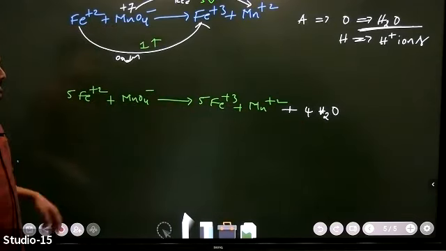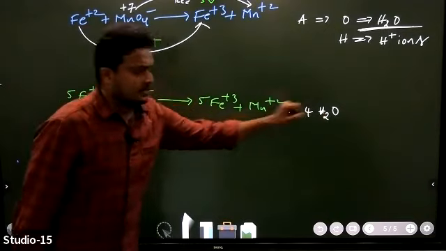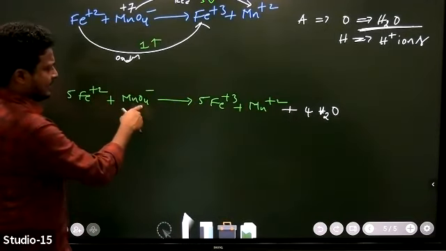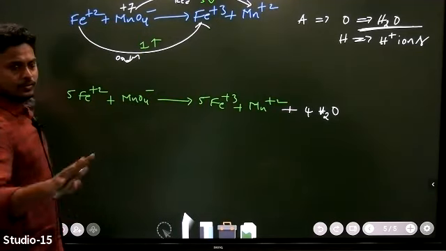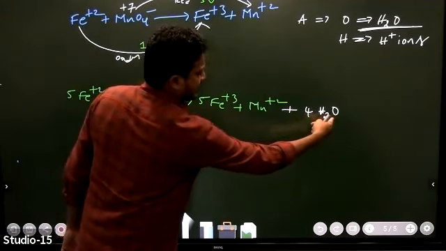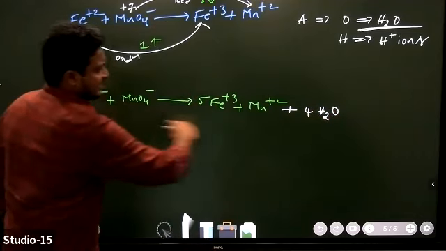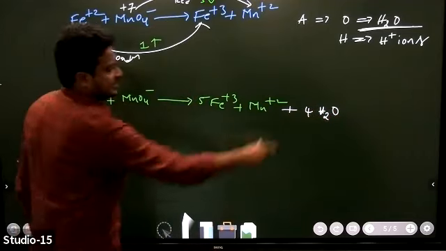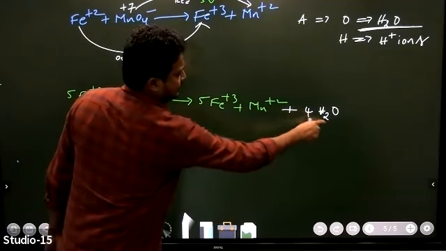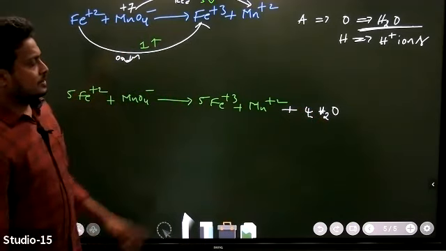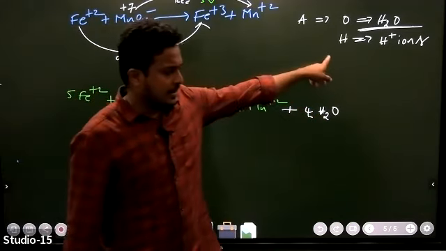Hydrogens are excess, not H2O. Now oxygens are balanced. Left hand side, how many oxygens are there? 4. Right hand side, we are adding 4 water molecules. From there, oxygens are also balanced. Now in this equation, which terms are excess? Hydrogens. How many are excess? 4 twos are 4 into 2. 8 hydrogens are excess.